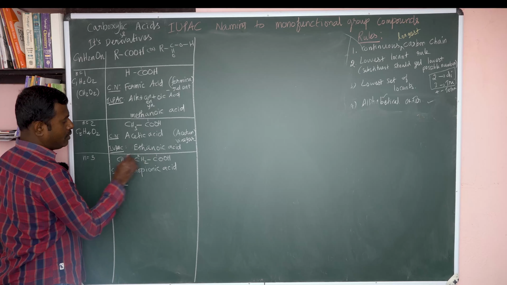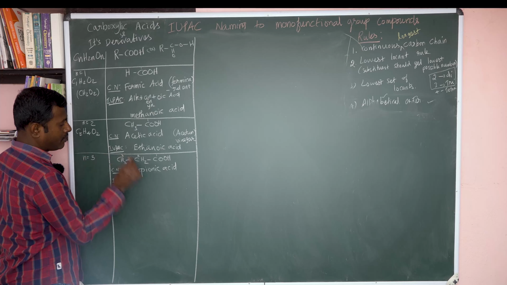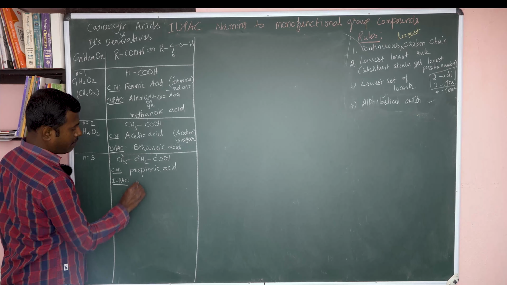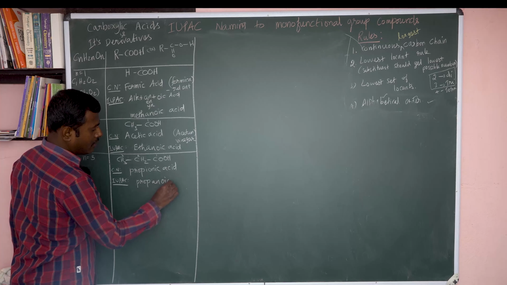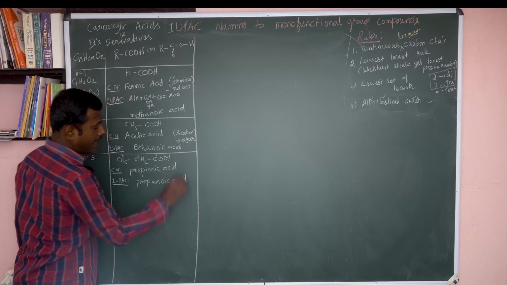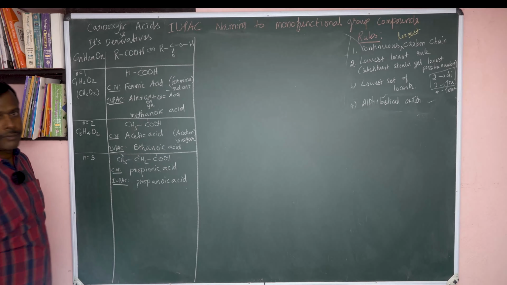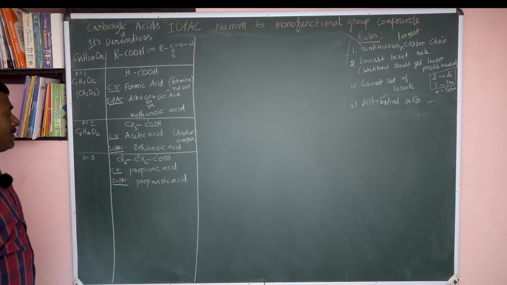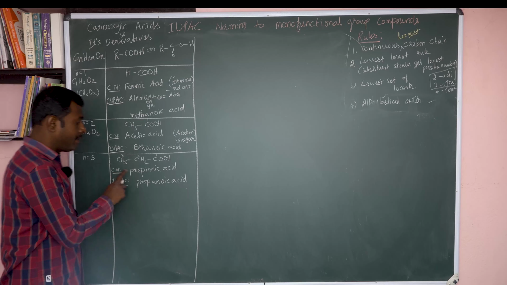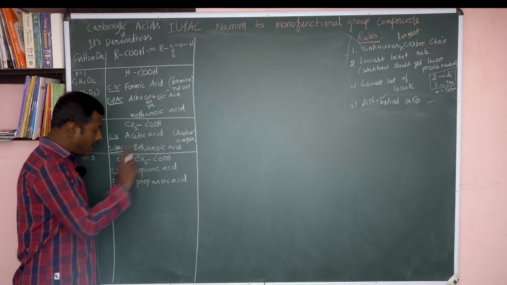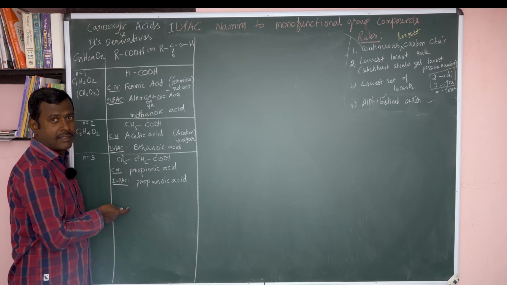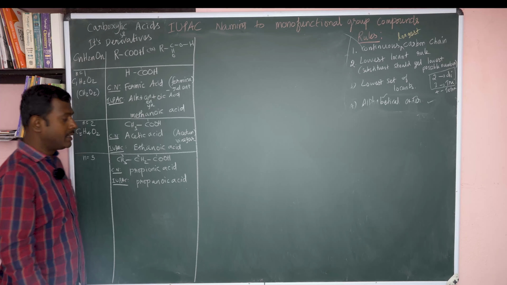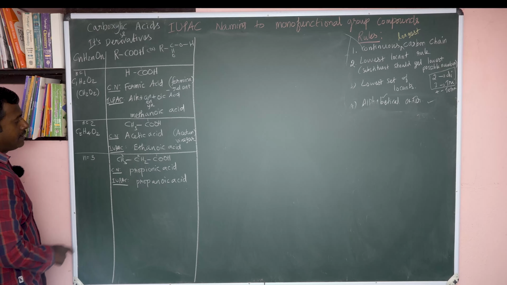So 1, 2, 3. So 3 carbons. So the root word is prop. Only single bond, and for the acid group, oic acid. So prop and oic acid: propanoic acid. The common name is propionic acid. The IUPAC name is propanoic acid. See the difference carefully. So this is the acid with the 3 carbon atoms.